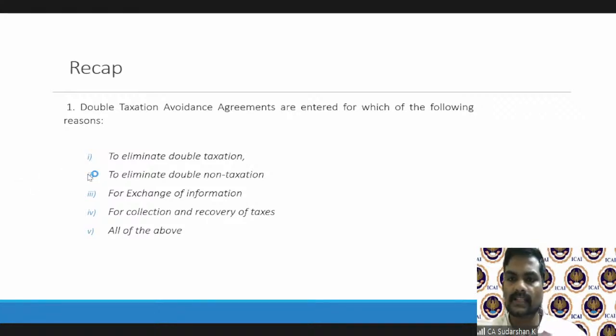So it's pretty straightforward. The answer is all of the above. And these are specifically mentioned in Section 90 of the Income Tax Act. Section 90 gives powers to the central government to enter into treaties for these purposes.